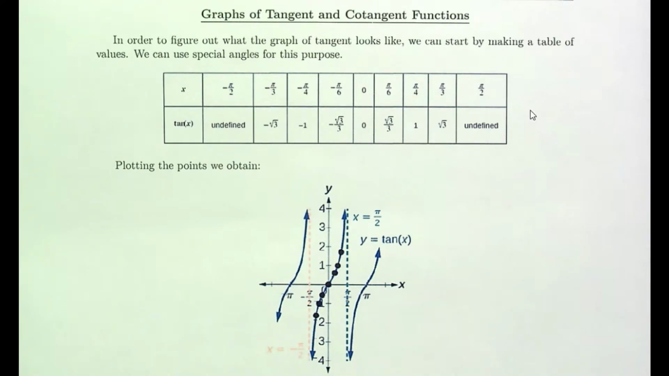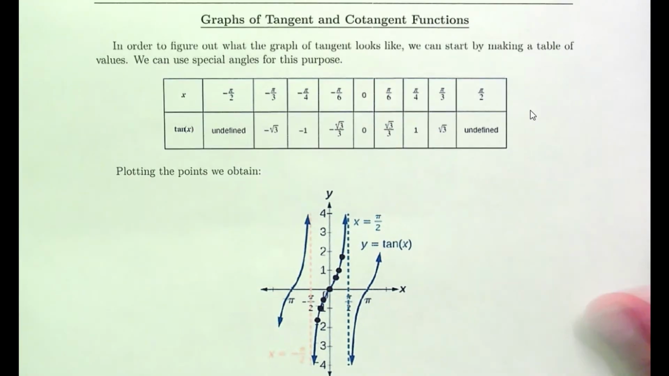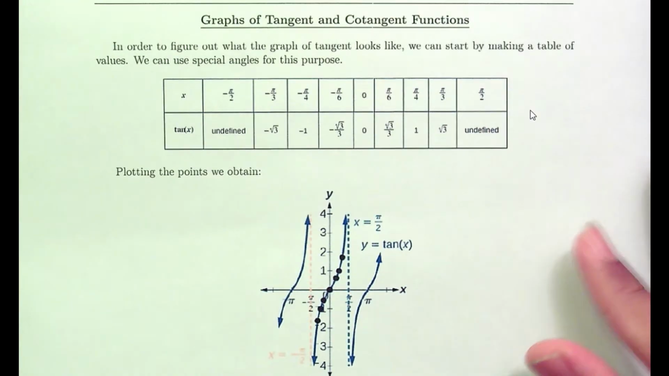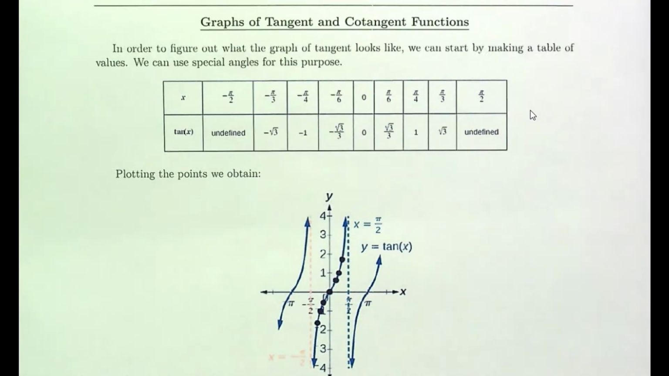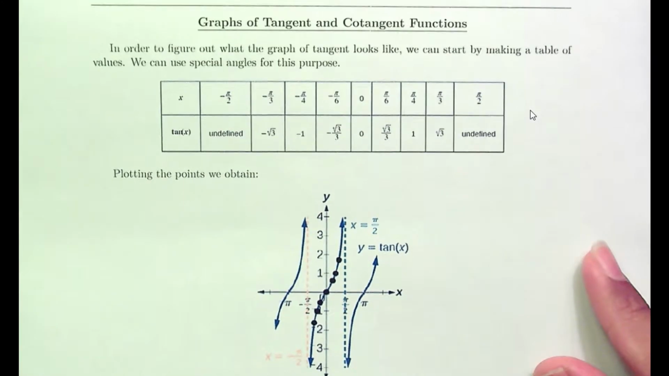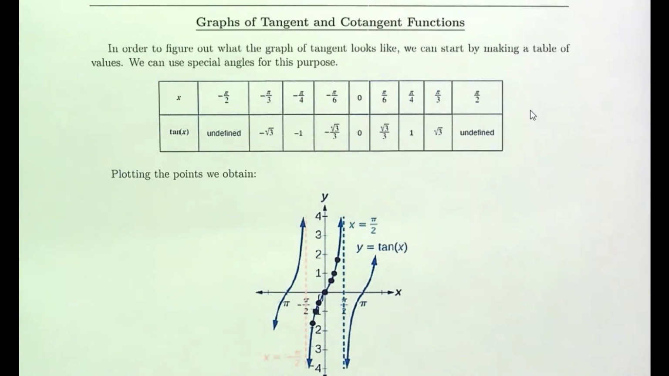In this lesson, we're going to learn how to sketch the graphs of transformations of tangent and cotangent functions. To start with, we need to sketch the basic graph of tangent and the basic graph of the cotangent. And in order to figure out what these graphs look like, we can start exactly the same way as when we were trying to figure out how the graphs of sine and cosine look.